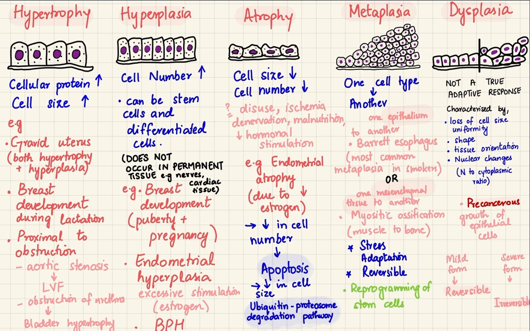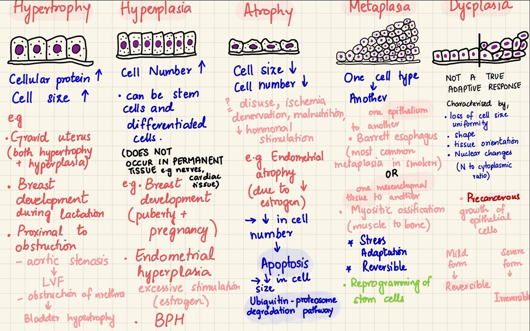Now let's look at atrophy. Atrophy is a decrease in cell size and cell number. Now, the reason why this happens is because of disuse, ischemia, denervation, malnutrition, or decreased hormonal stimulation. Okay, so an example would be endometrial atrophy due to decreased estrogen.